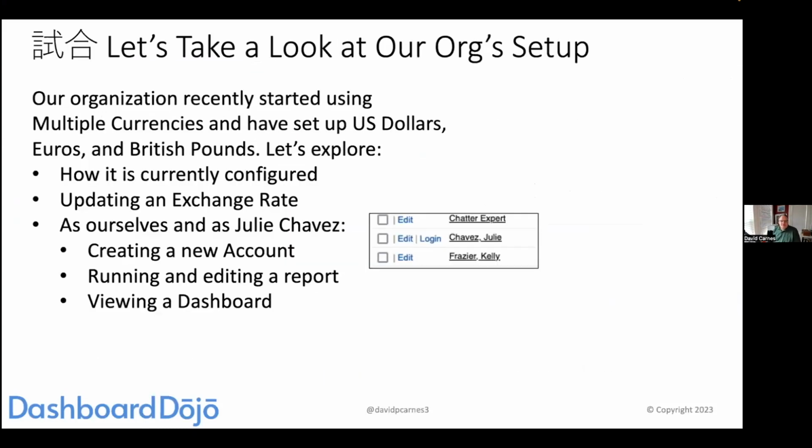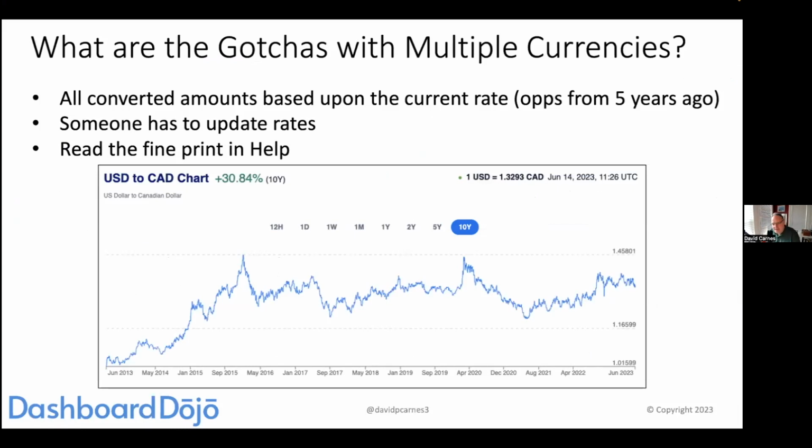All right. So what are the gotchas with multiple currencies? Well, all converted amounts are based on the current rate. So hopefully nobody dropped off the call before my saying this. It is such an important thing to wrap your head around, that the exchange rate that's set in setup is the current rate. So you might have an opportunity from 5 years ago, and this is the Canadian exchange rate for the last 10 years. This is wild, like wildly different, right?